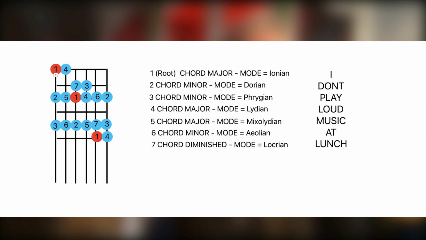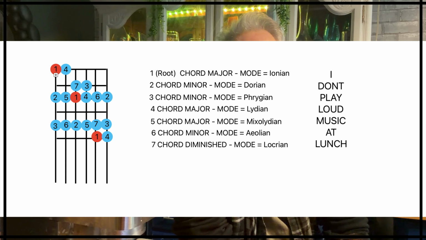So you have Ionian, Dorian, Phrygian, Lydian, Mixolydian, Aeolian, and Locrian. Those are the names of the modes, and on the far right of this diagram, I've got a little mnemonic method of remembering the order of the modes: I don't play loud music at lunch, and you'll see how that corresponds. Ionian, I, Dorian, D, Phrygian, play, and so on. So that's a good way of remembering the order of them.